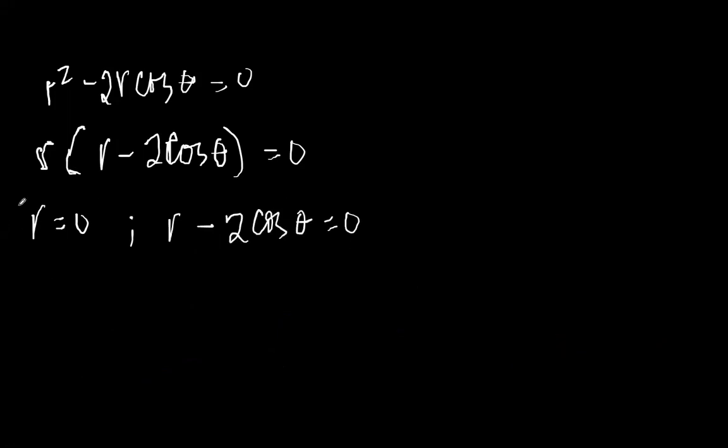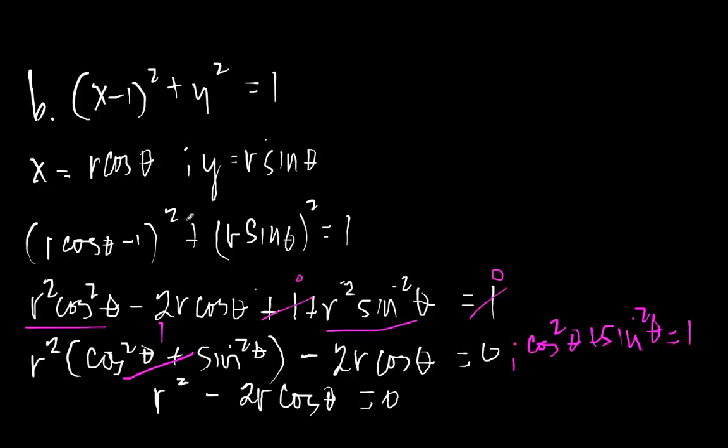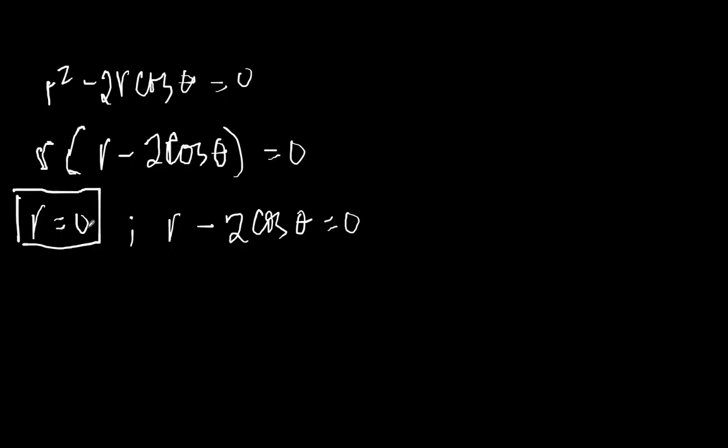However, r, or the radius, being equal to 0 is not equivalent to the given, because the radius here is 1, right? Because this is equal to r squared, and 1 squared is just equal to 1. So we're not going to use this. This is just like an extraneous root when we deal with algebraic equations, okay?